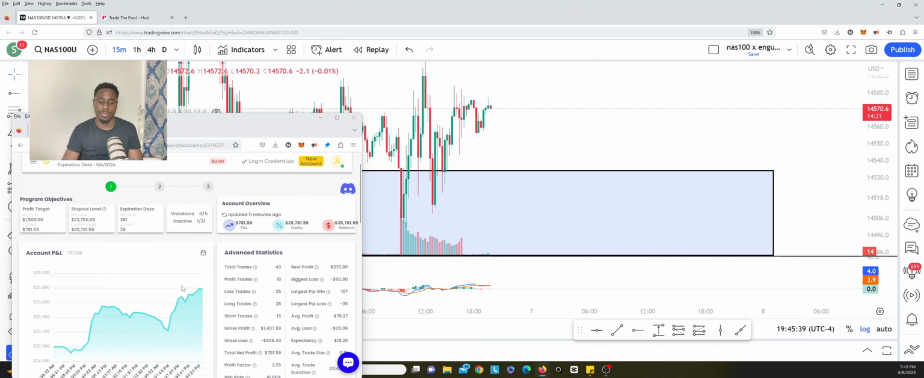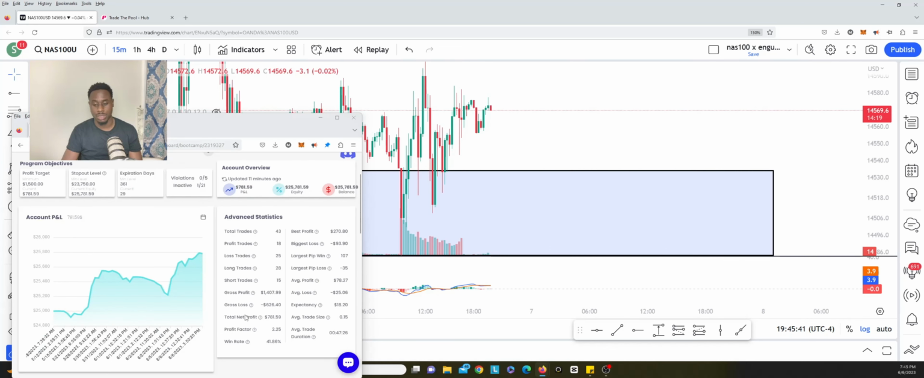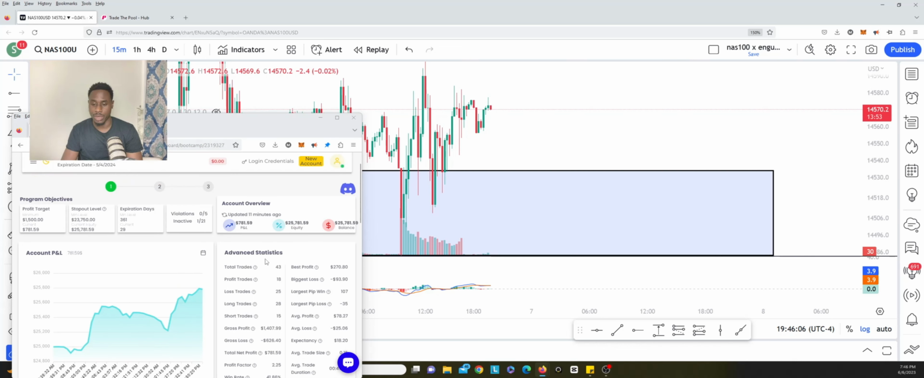You can see I'm actually building up the account. My win rate is 41.86. My average loss is 25. My average profit is 78. Largest PEPE loss 35. Largest PEPE win 107. Biggest loss 93. Best profit 270. Right, so I have 18 profitable trades, 25 lost trades. Looks like we're getting there.